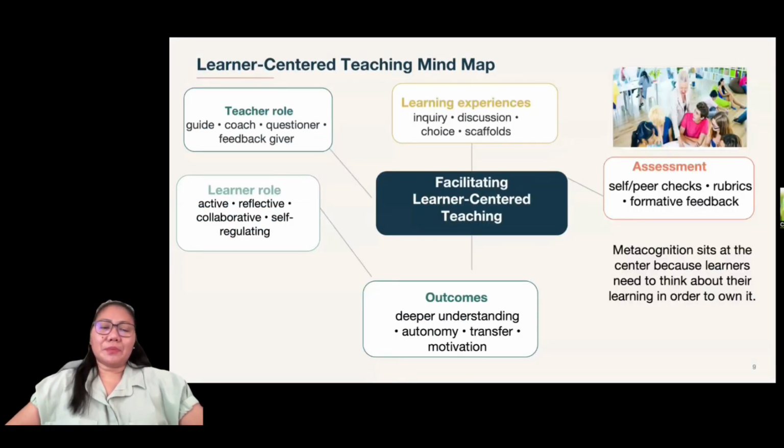Learner-centered teaching mind map. Teacher role: guide, coach, questioner, feedback giver. Learner role: active, reflective, collaborative, self-regulating. Learning experiences: inquiry, discussion, choice, scaffolds. Outcomes: deeper understanding, autonomy, transfer, motivation. Assessment: self or peer checks, rubrics, formative feedback. Metacognition sits at the center because learners need to think about their learning in order to own it.